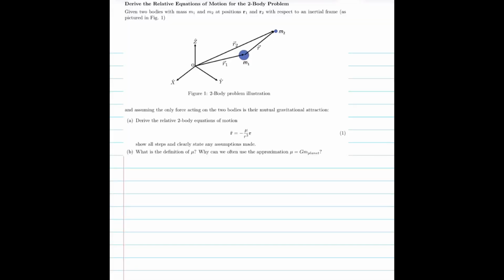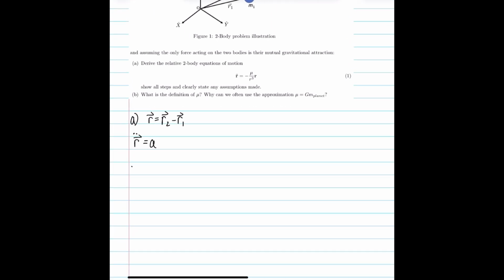So in this problem, we are given two bodies, M1 and M2, with position vectors R1 and R2 with respect to an inertial frame. We're deriving the two-body equations of motion. So we need to use this relation R equals R2 minus R1, and you can see that's simple vector math. And acceleration is R double dot, and we know that from Newton's second law, the force equals mass times acceleration.